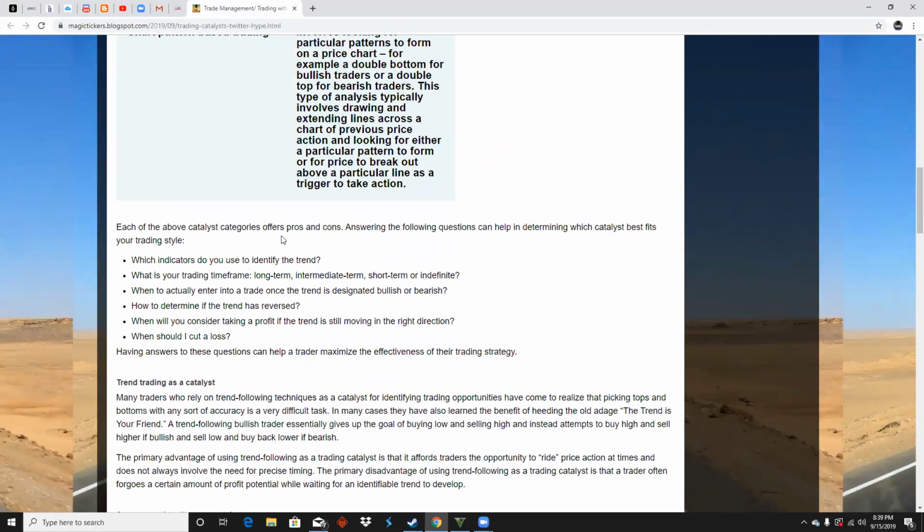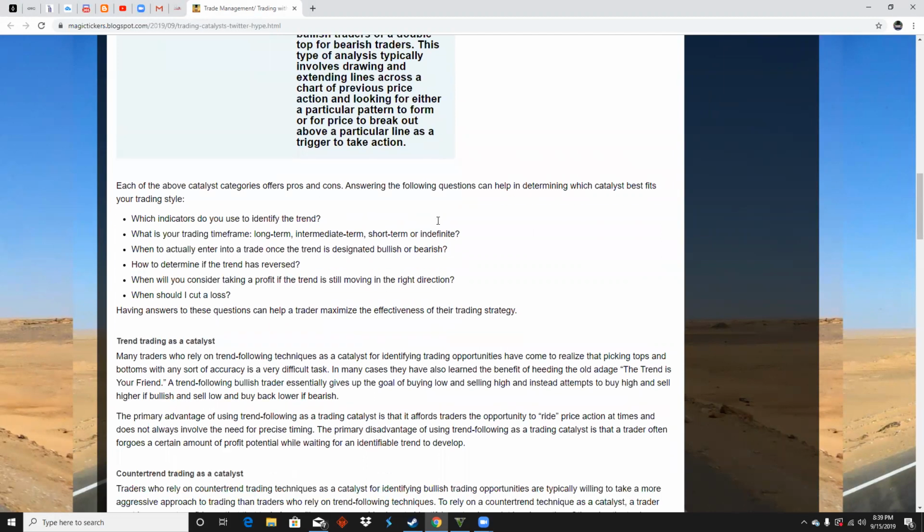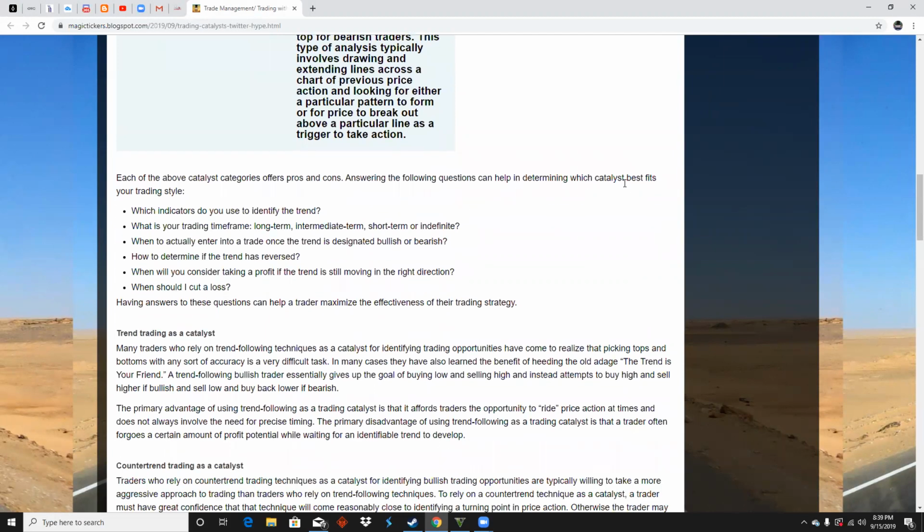Each of the above catalyst categories offers pros and cons. Answering the following questions can help in determining which catalyst best fits your trading style. Which indicators do you use to identify the trend? What is your trading time frame? Long-term, intermediate term, short-term, or indefinite?